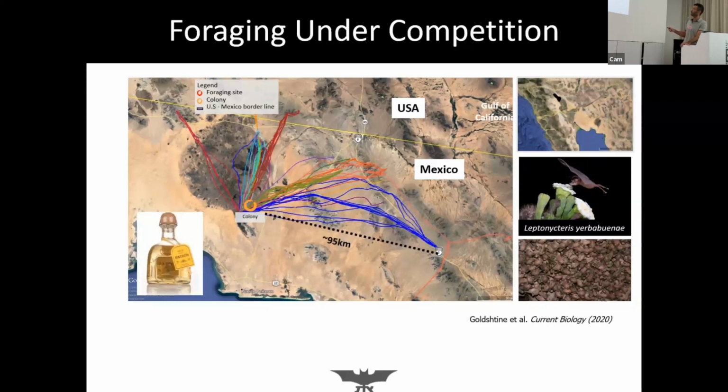These are the pups. In this case, they don't carry the pups. So they are lactating at this time of the year. They leave the pups. You enter the colony, there are thousands or hundreds of thousands of pups clustered together. And then they fly out, and you can see they can fly dozens of kilometers.